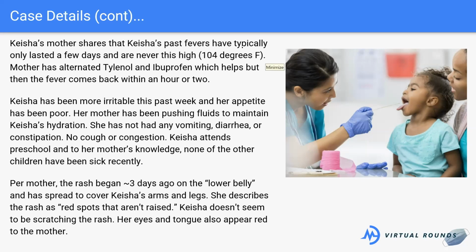And I think a good point too that they're making is that the mom has been pushing fluid. So hopefully even though she's not eating as much, she's still well hydrated. So that's important to know. We also learned that they've been trying Tylenol and ibuprofen, and it does help a little bit, but the fever comes back, which is never a really good sign, right? The fever should not be going on for this long. And then now, she has this new rash as well. And then she also has some redness of the eyes and the tongue. So that's kind of what we got from this, the rest of these details here.